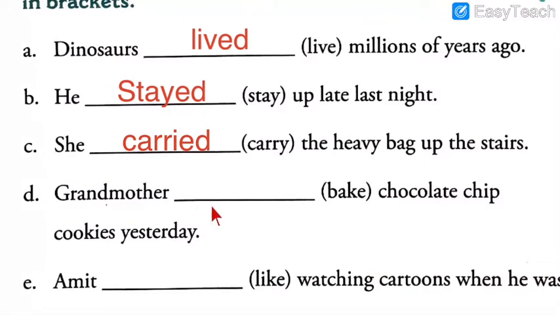And the last one for today is, grandmother ___ chocolate chip cookies yesterday. Here the action word is bake. Now bake ends with E. Whenever the verb is ending with E, what do we have to do? We have to just add D. So bake will become baked. The spelling will be B-A-K-E-D, baked. So I hope you enjoyed understanding how to change the simple base form into the simple past form.